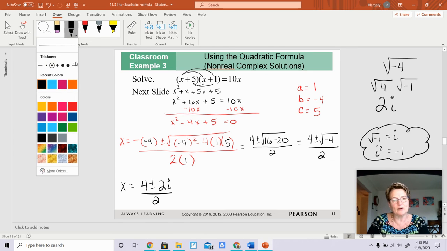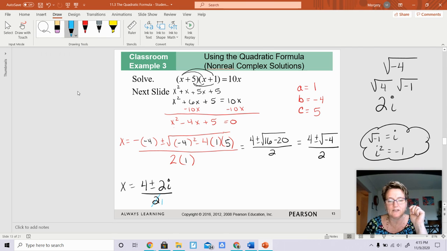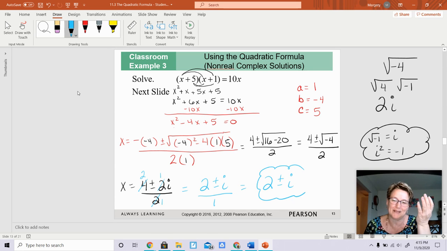Now here's the important part. If they all share a number, a 2, 2 goes into 2 once, 2 goes into 2 once, 2 goes into 4 twice. So your actual answer is going to be 2 plus or minus i, all over, well, it's all over 1. So you can just say 2 plus or minus i, and that would be your answer.